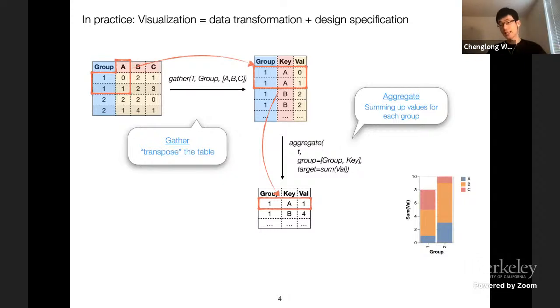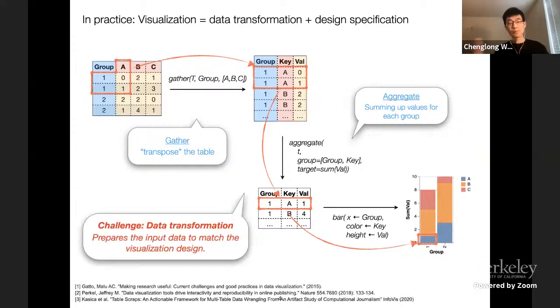And after all this data transformation, it's very easy to specify the visualization, right? We can basically map the group column to X positions, the key column to color, and values to height, and then we get a stacked bar chart, as intended. But of course, all these steps of data transformation bring a barrier to visualization authoring. This can be challenging for experienced users already, and maybe even harder for beginner users, as identified by prior studies.